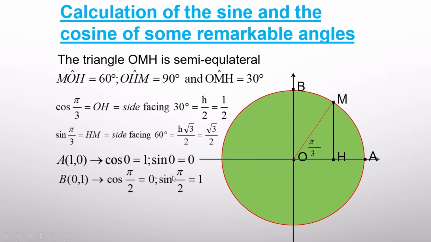Here is the point B of coordinates (0, 1). When the angle OM equals pi by 2, the points M and B will be confounded. Then cosine pi over 2 equals 0, equals the abscissa of B, and sine pi by 2 equals 1, the ordinate of B.